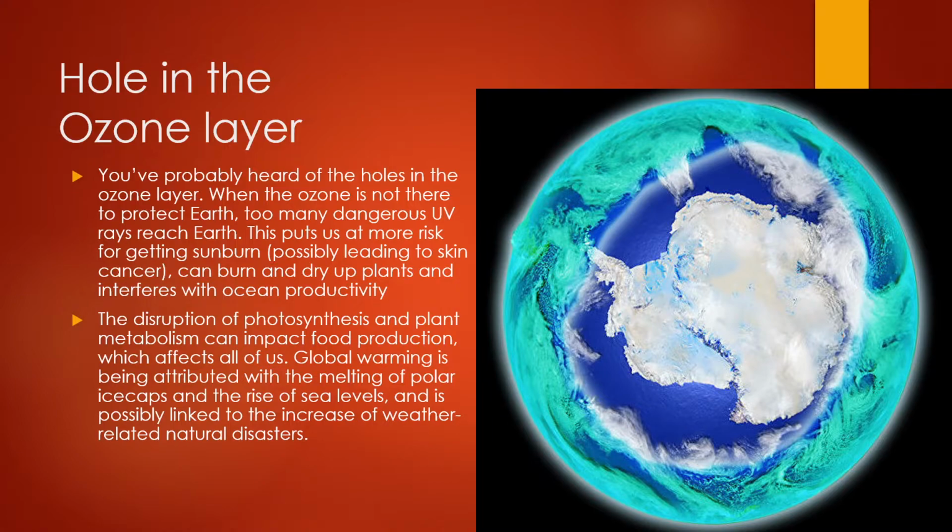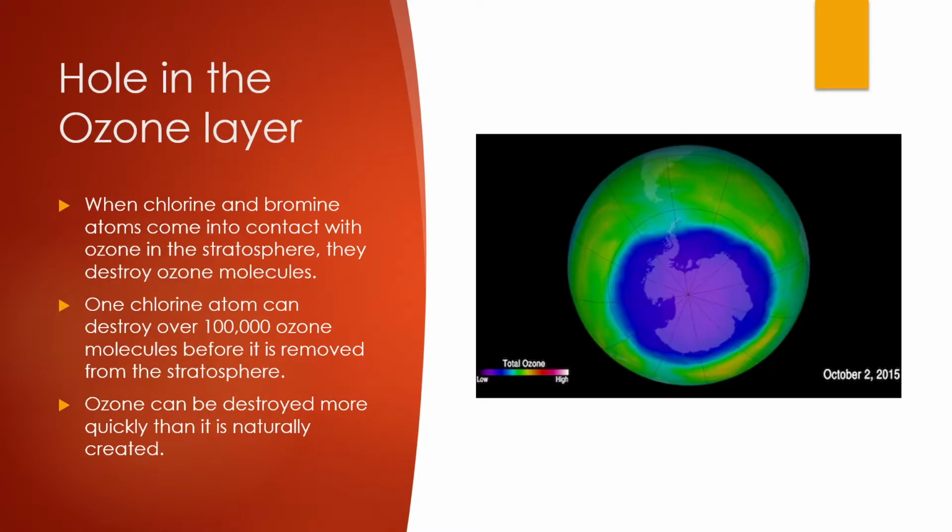If plants die off, what do you think happens to the creatures that need those plants to live? They either die or leave, and that continues upward through the food web. One change can have disastrous effects. In addition, the disruption of photosynthesis and plant metabolism can impact food production, which affects all of us. Global warming is being attributed with the melting of polar ice caps and the rise of sea levels, and is possibly linked to the increase of weather-related natural disasters.